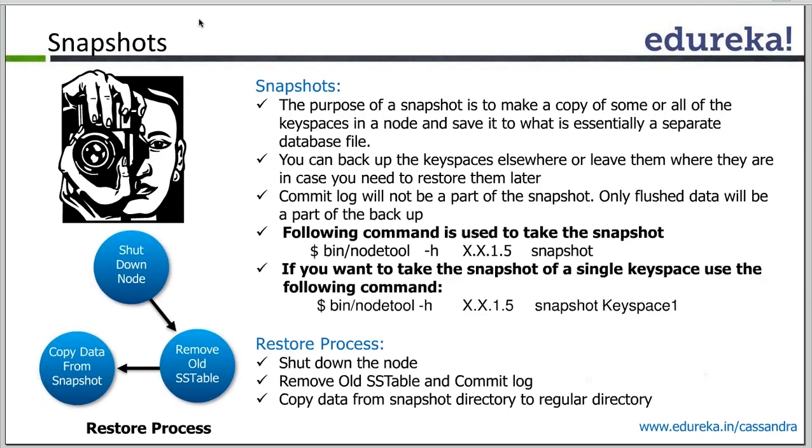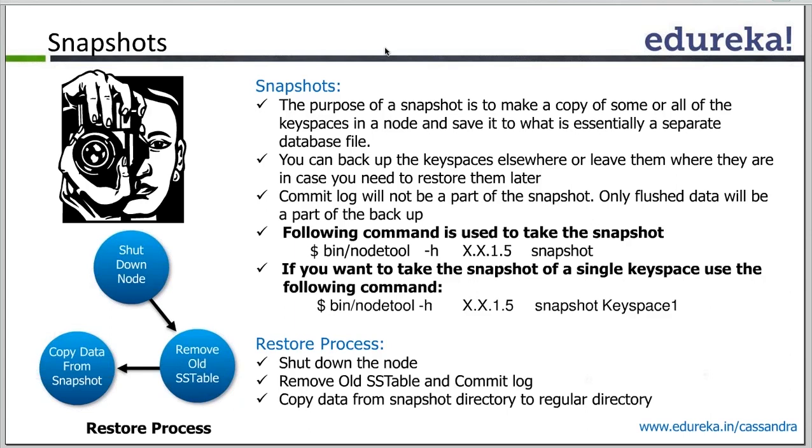Okay. Then snapshots, another very important data backup mechanism. What's the purpose? Basically, you make a copy of all of the keyspaces in a node and save it to some different place, so that you have a separate data file which you can use in case the node fails. For example, if the node goes down, you can restore it to one of your previous snapshots, and then allow it to sync up across the replicas and bring it back into sync across the cluster.